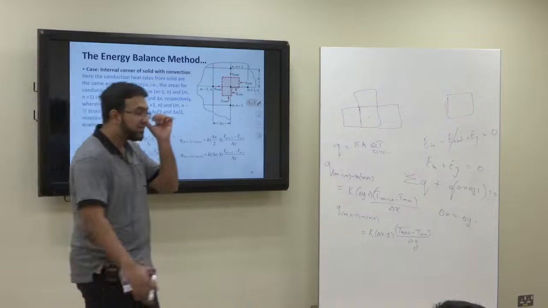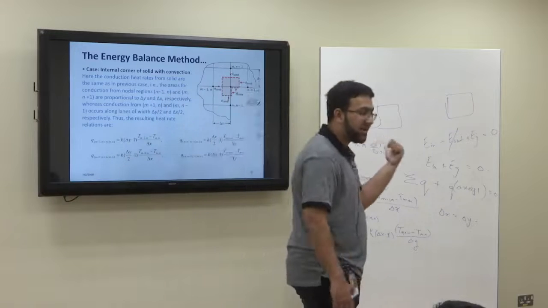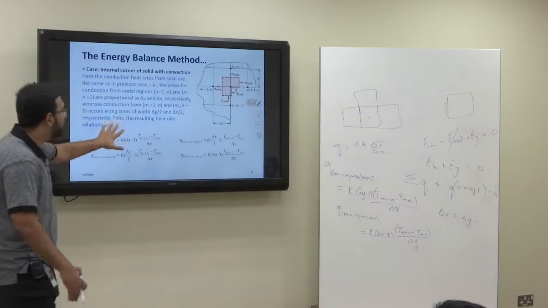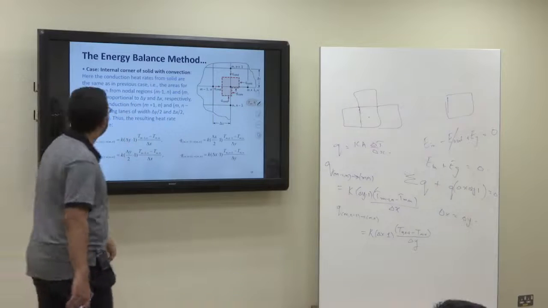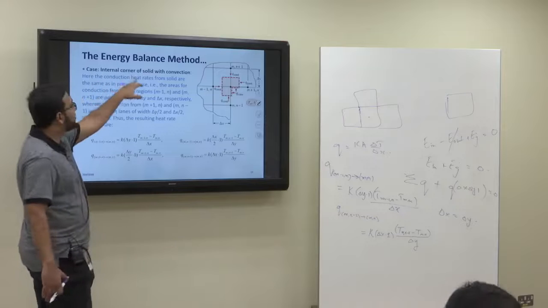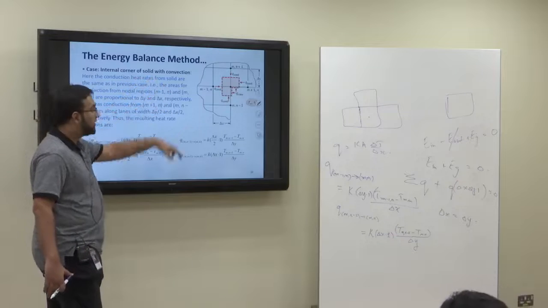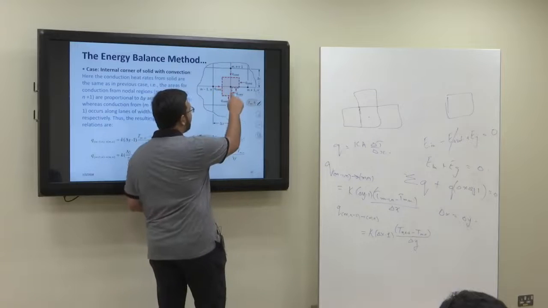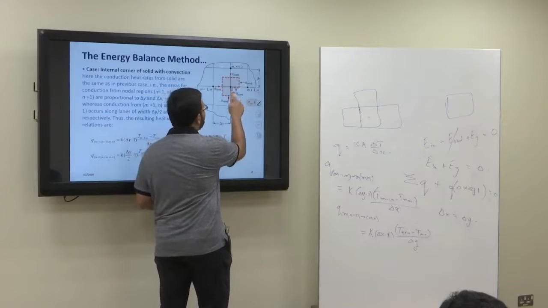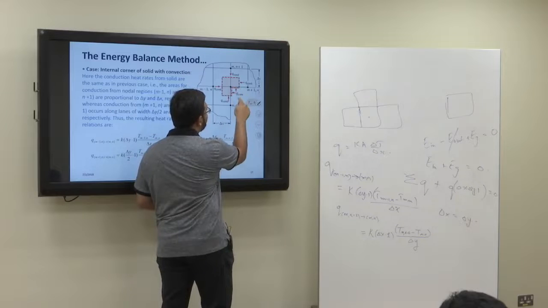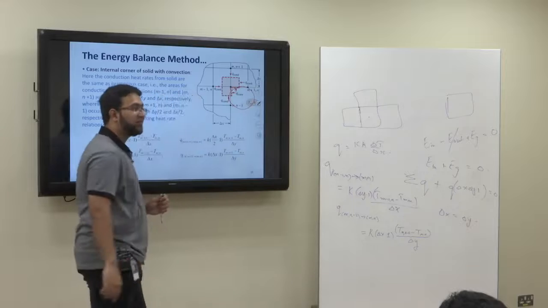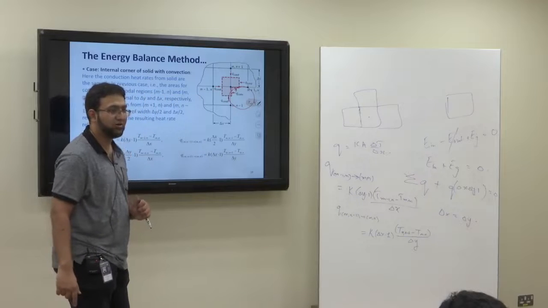Anyways, do you understand the methodology that I have explained here, that we have done this? Okay. Now we have another problem. In this problem, it's an internal corner of solid with convection. So it's kind of the same problem, but now on one of the corners here, this corner, we have convection. So the solid material is not there. We have convection here in this corner.